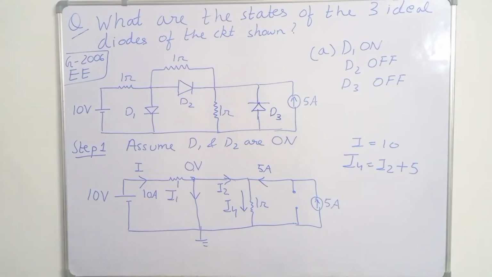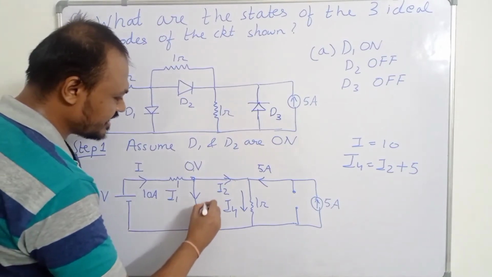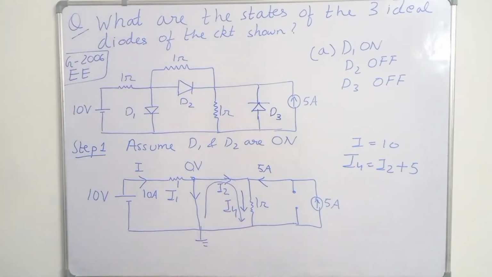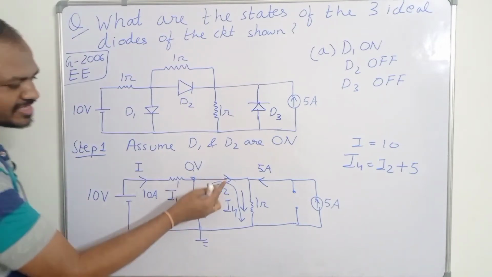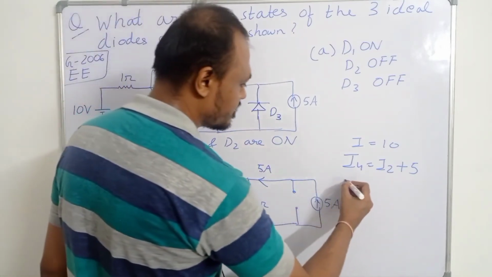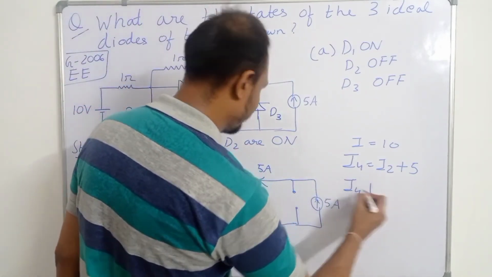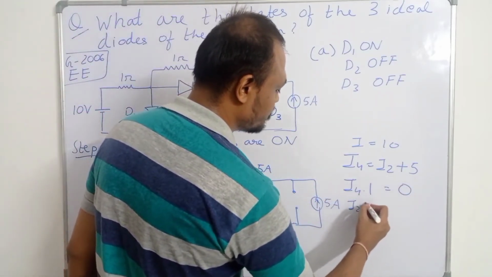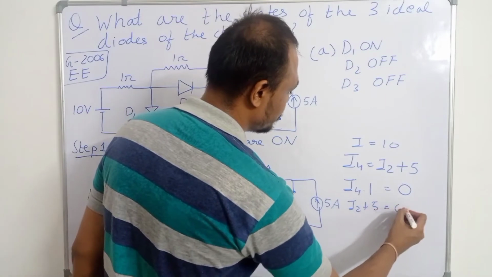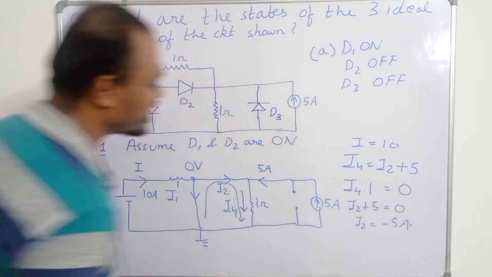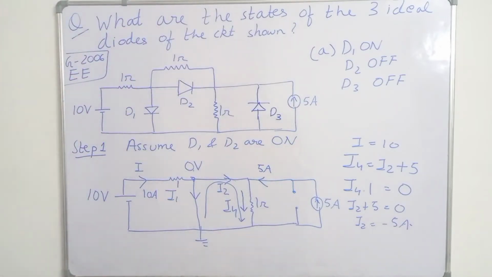Now if we apply Kirchhoff's voltage law in this loop, then what we get is: this voltage is 0, this voltage is 0, there is no resistance, so there is no voltage drop. I4 dot 1 ohm equal to 0. So I4 is nothing but I2 plus 5, so I2 plus 5 equal to 0, so I2 is equal to minus 5 ampere. So the current I2 has come out to be negative.